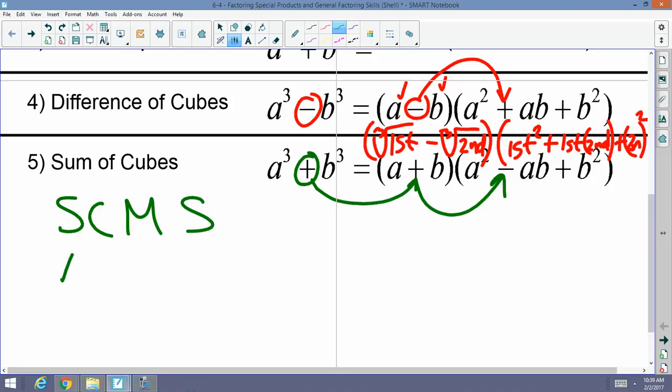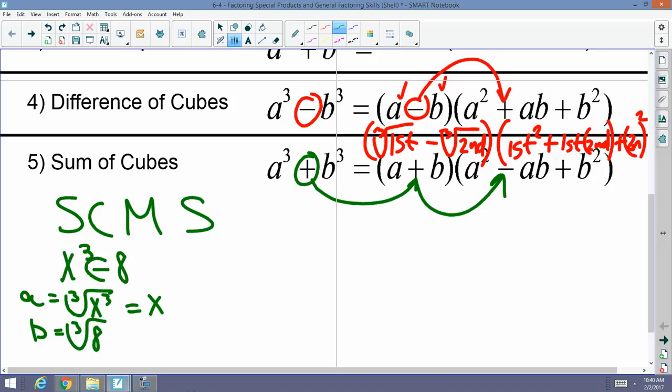Let's say that I have x cubed minus 8. First thing I want to do, guys, is find my first a and b term. So a, my first term, is going to be the cube root of x cubed. So what is the cube root of x cubed? Good. B, my second term, is going to be the cube root of 8.